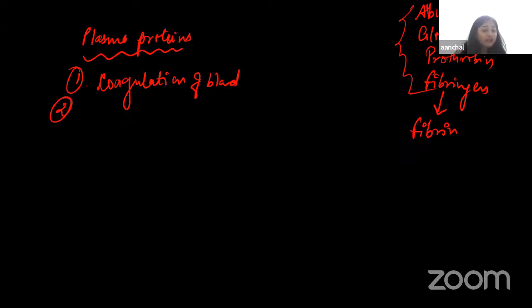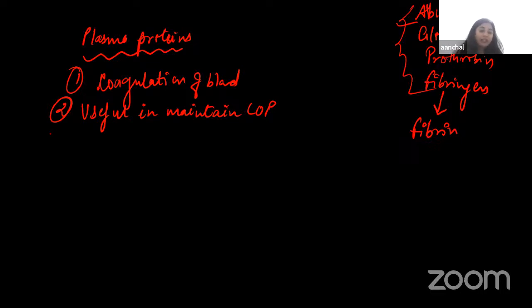The next we have, useful in maintaining colloidal osmotic pressure. Okay, so this is very useful in maintaining colloidal osmotic pressure because of the presence of the plasma protein albumin. It is very important, and also we're going to discuss this topic in detail.